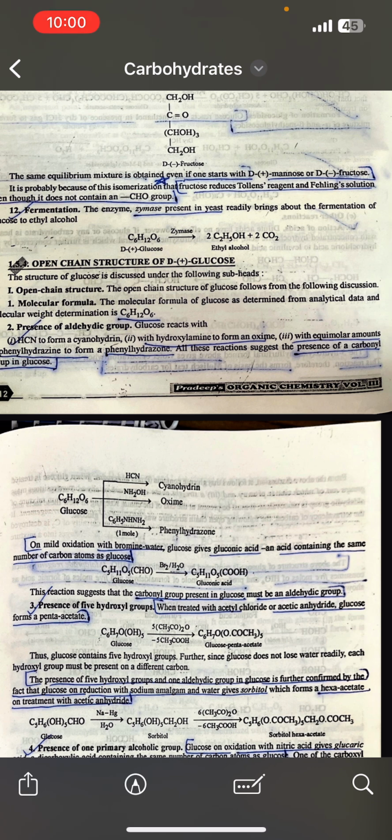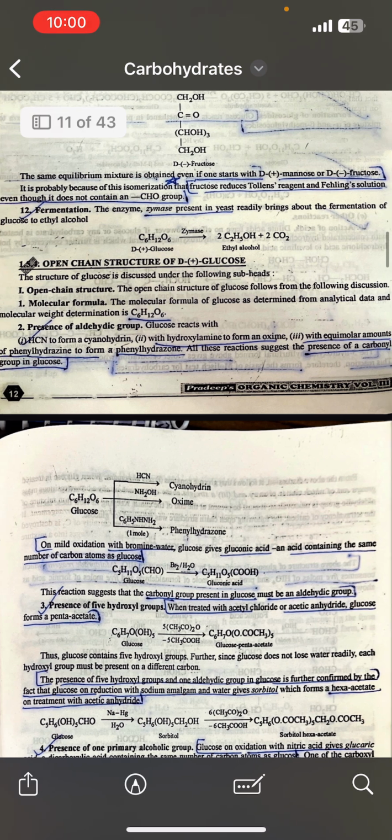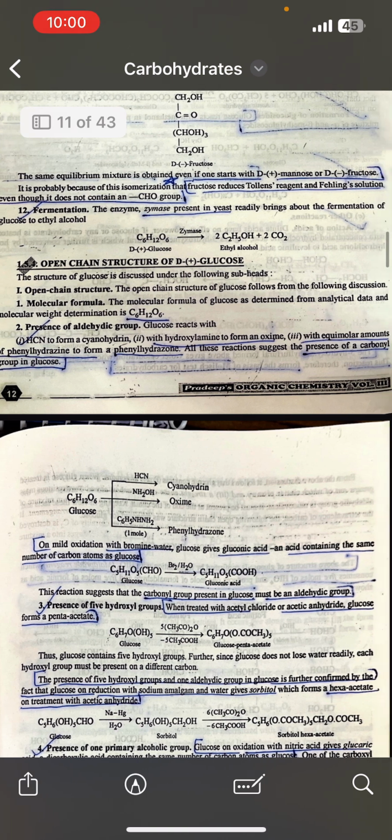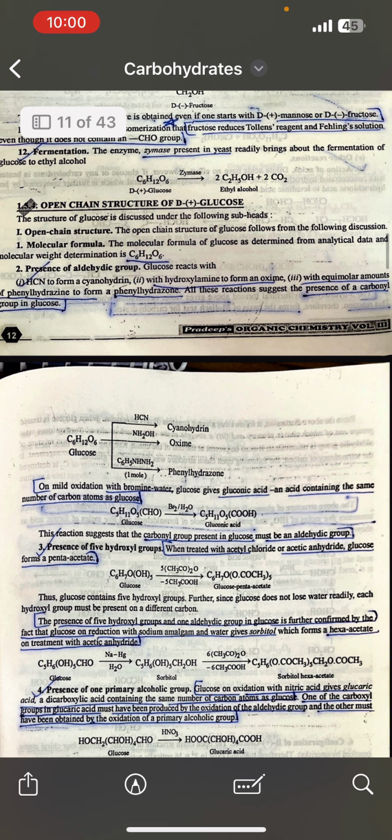Glucose reacts with HCN to form a cyanohydrin, with hydroxylamine to form an oxime, and with equimolar contents of phenylhydrazine to form a phenylhydrazone. All these reactions suggest the presence of a carbonyl group in glucose. C6H12O6 glucose reacts, forming the cyanohydrin, oxime and phenylhydrazone.